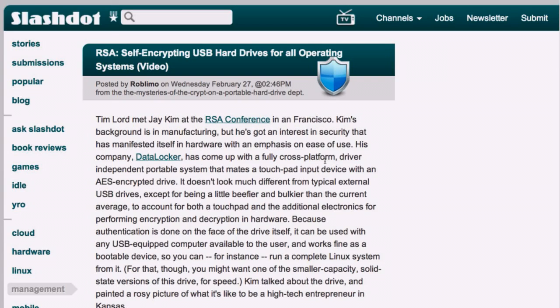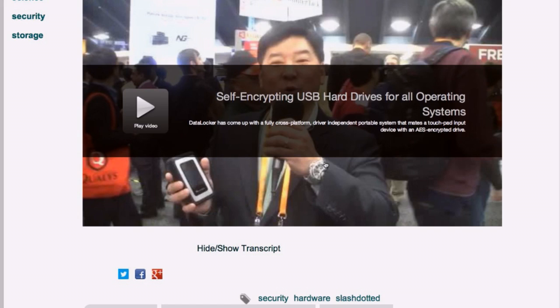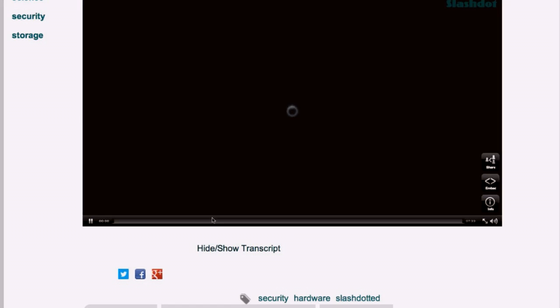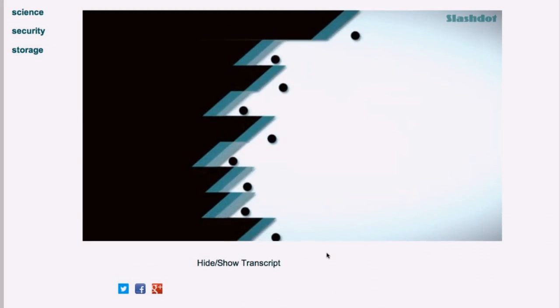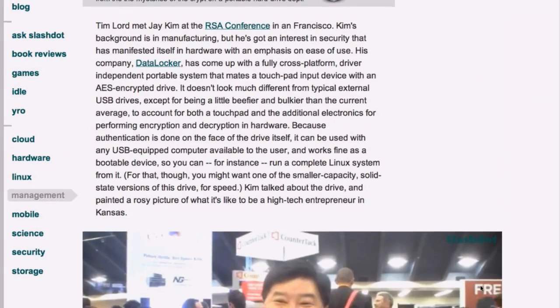Yes, this one is a company that made a self-encrypting USB hard drive that will work with any operating system. Oh, so it's like doing it on the chip. So it's doing it on the hard drive side rather than relying on your operating system to do it. This way, the files can be accessed in many different operating systems without having to have the software. I like that.